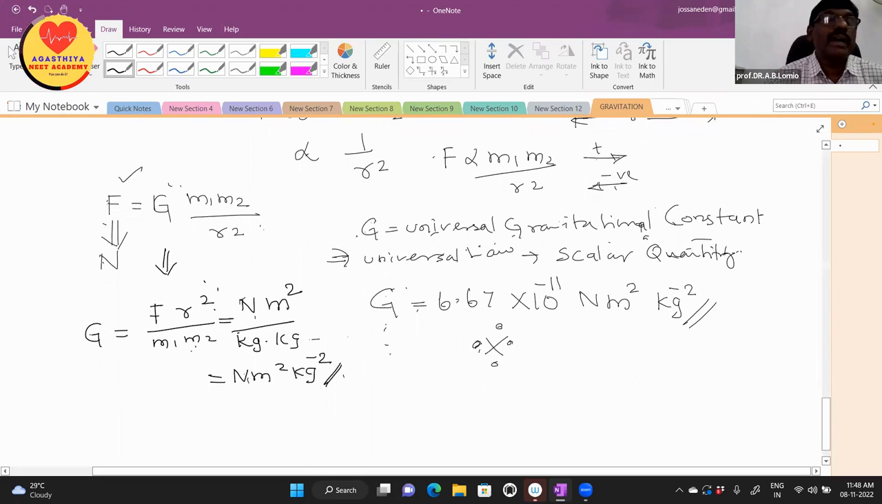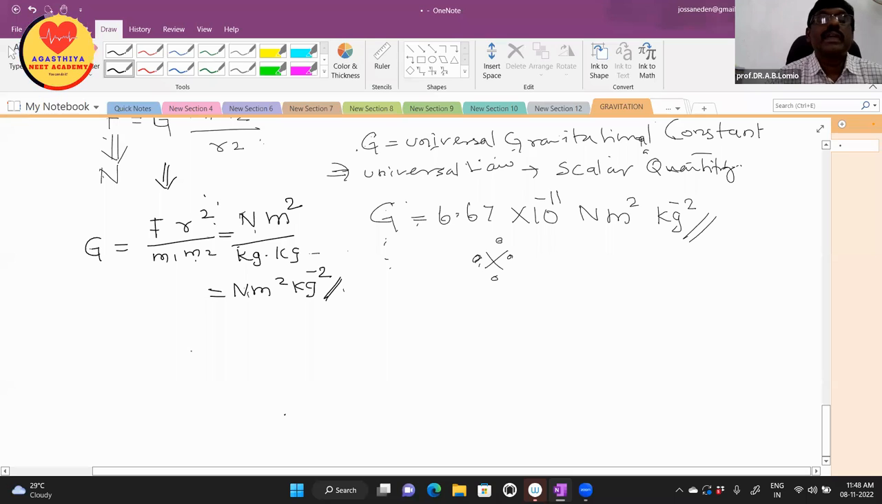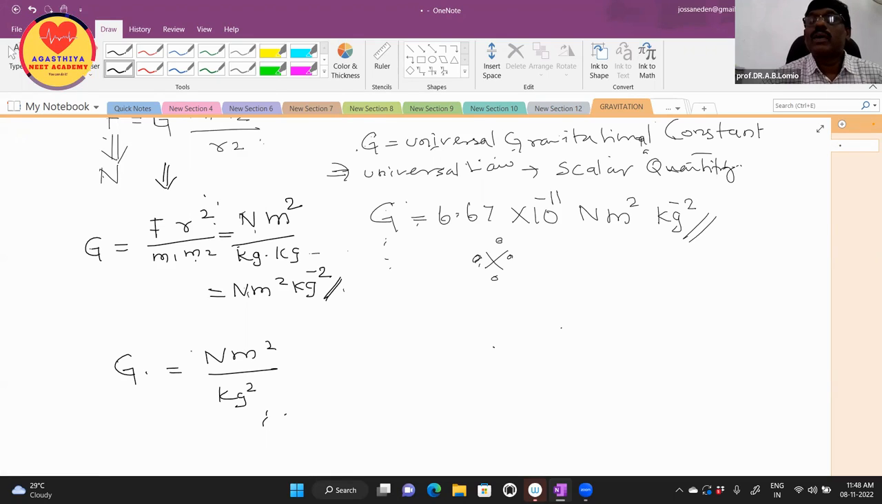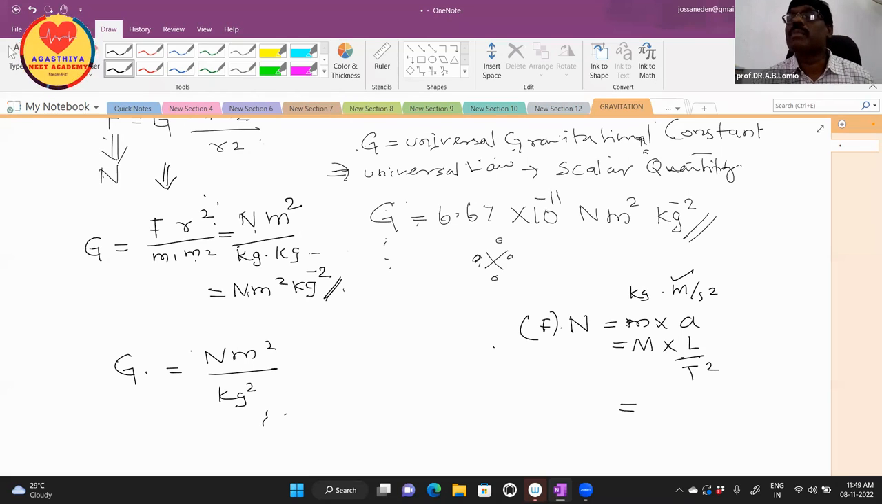See how to get the fundamental dimension. N m squared per kg squared. Newton means what? Mass into acceleration. That is a force unit. For mass, the fundamental dimension is M. Acceleration is meter per second squared. So kg meter per second squared. For meter, it is a length. For time, T squared. Therefore, whenever the force is coming, you have to write M L T to the power minus 2. That is the fundamental dimension of force.